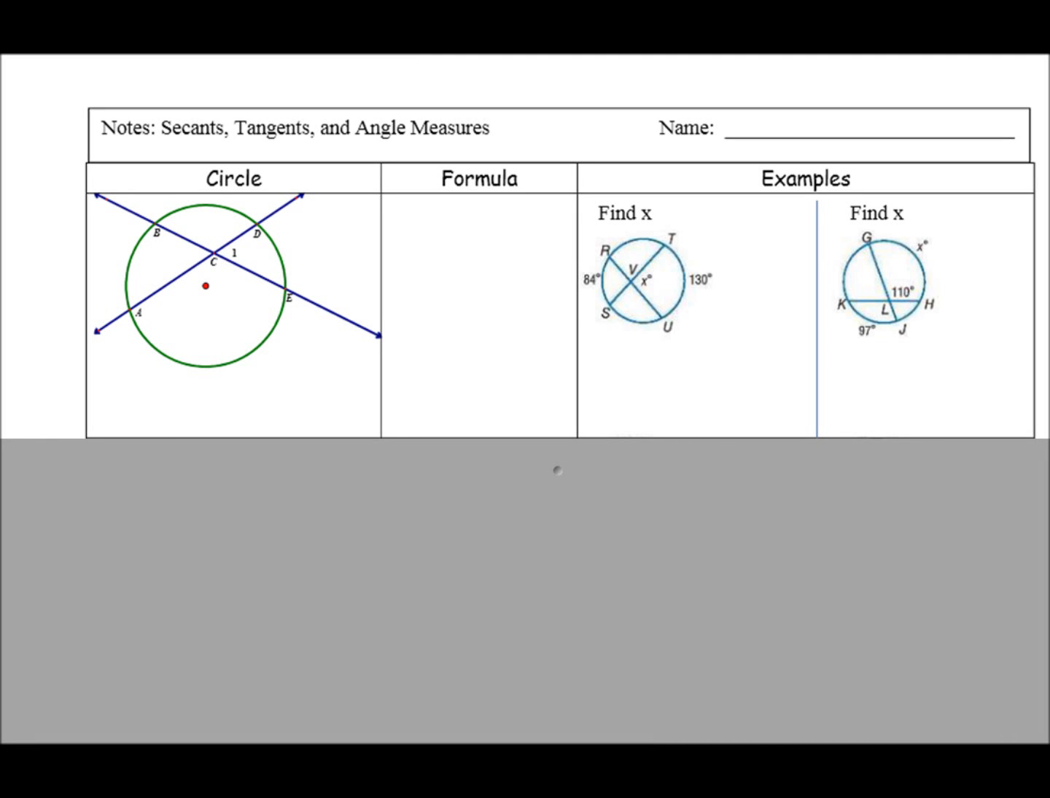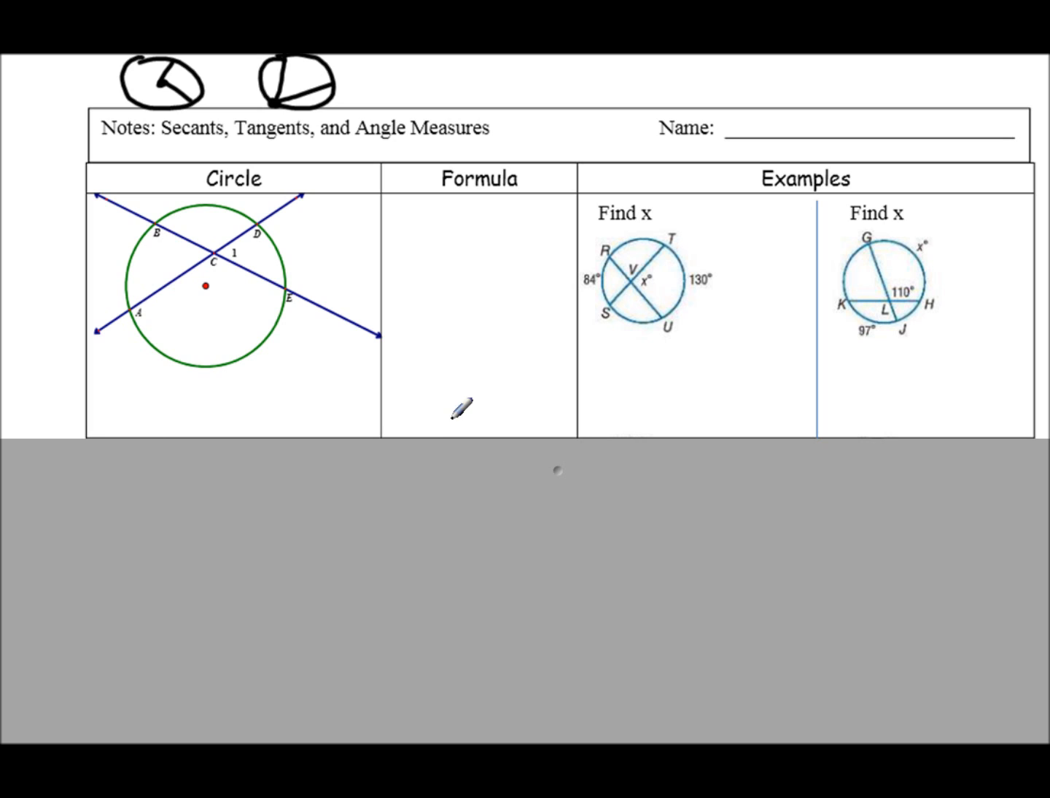So far we've only learned about two angles, whether they exist inside or on the circle. We've learned about central angles, where their vertex is on the center of the circle, and the central angle has the same measure as the arc it intercepts. And we've learned about inscribed angles, where the vertex of the angle is on the circle, and it is going to be half of the arc.